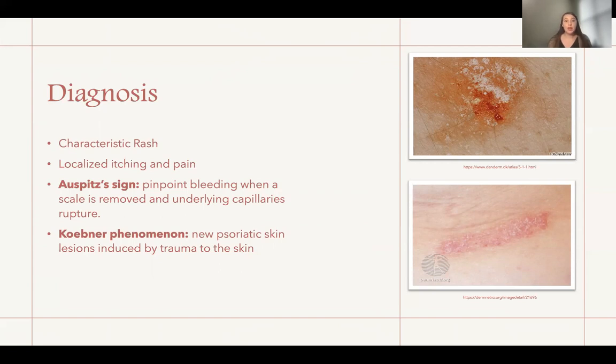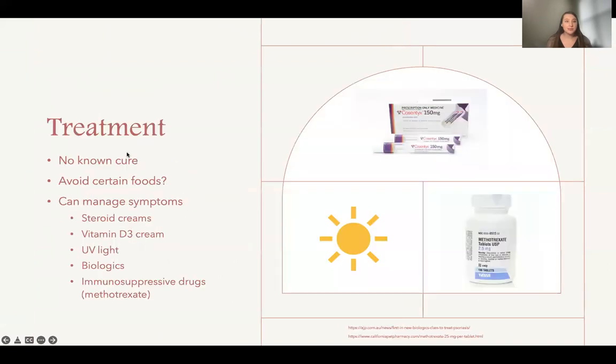Koebner phenomenon is when skin is injured, and the location of that injury is where a new psoriatic lesion appears. And this is another mechanism which can help diagnose psoriasis. There is no known cure for psoriasis, but there are medications that can help manage symptoms almost to the point where no lesions will appear on the skin.